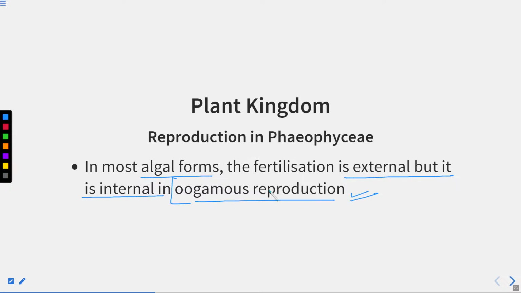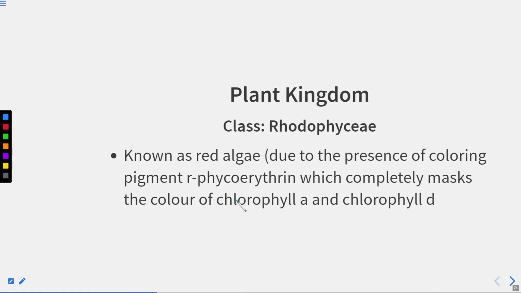So this is an important point. Oogamous reproduction shows the internal mode of fertilization, right? Because the egg structure, which is non-motile, is attached to the thallus. So the male gamete enters the female thallus, the oogonium or egg structure, and that is the oogamous type of reproduction.